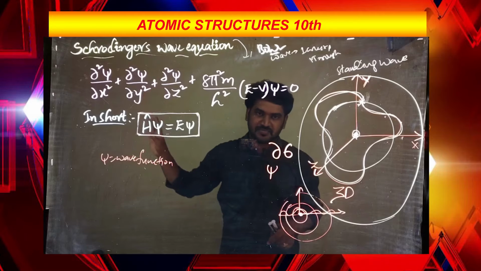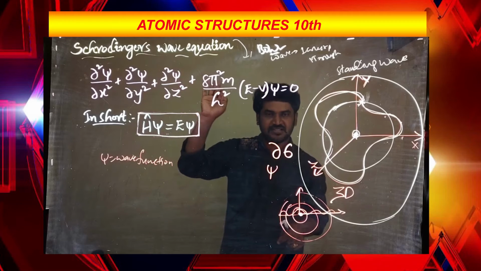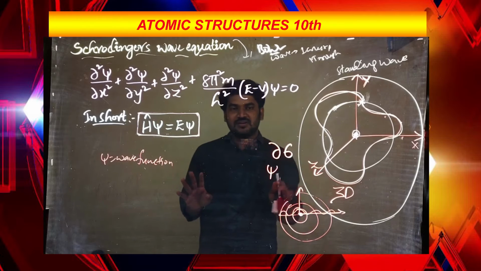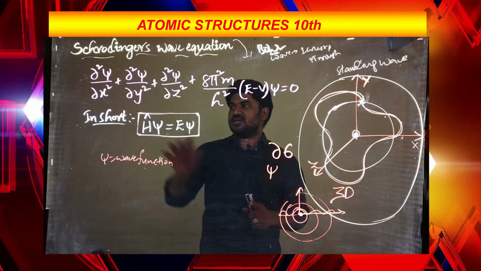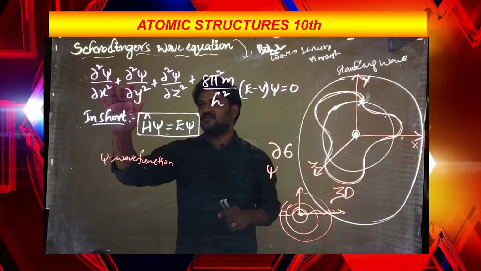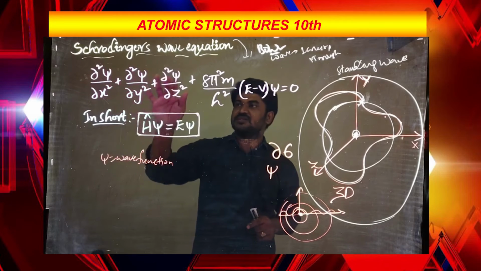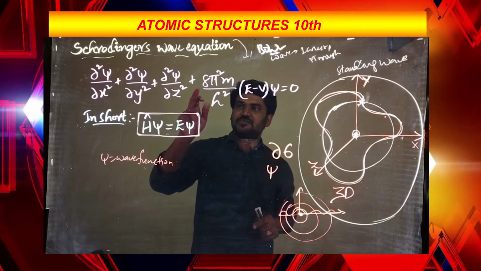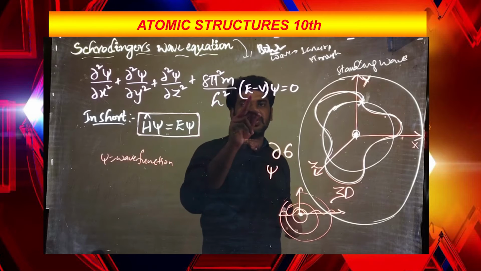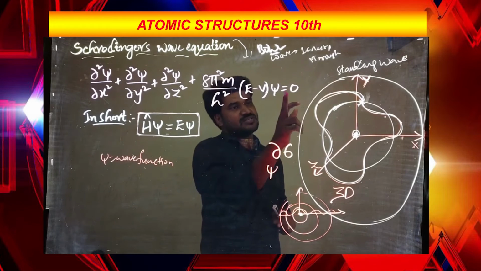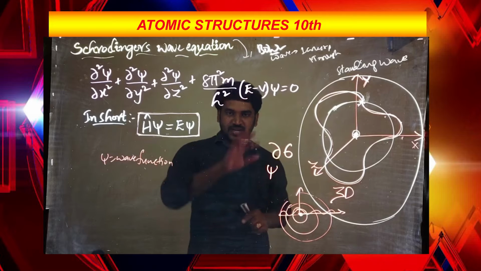How it is derived, you leave it. That we will discuss in further classes. Or else you don't need that for Schrodinger's wave equation. Just remember, if anyone asks what is the Schrodinger equation, you just say this: dou square psi by dou x square plus dou square psi by dou y square plus dou square psi by dou z square plus 8 pi square m by h square into E minus V into psi is equal to 0. That is the equation.